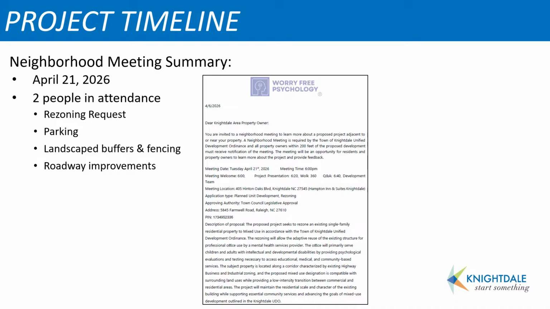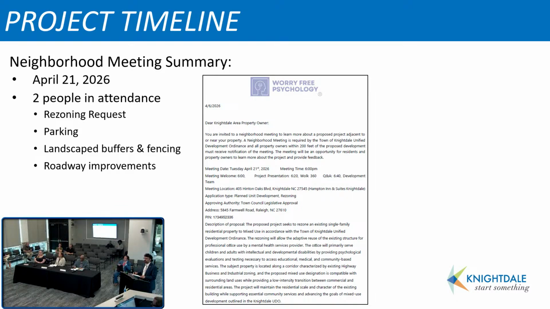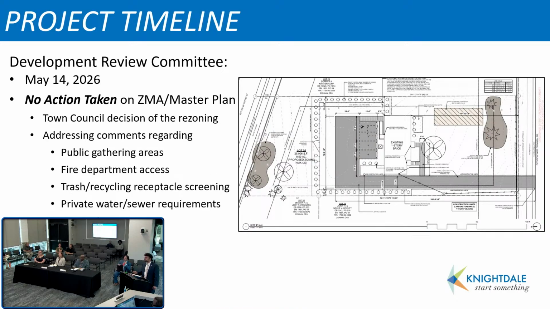In April, a neighborhood meeting was held. 2 nearby neighbors attended that in-person meeting. They had general questions about the rezoning request itself and the process. They also had questions about the parking, where it'd be located, the total number. We also talked about landscape buffers and fencing that will be put in place, and how the neighbors felt about the need for roadway improvements.